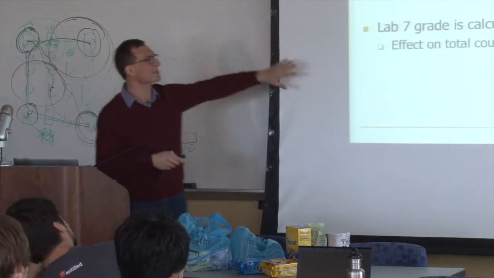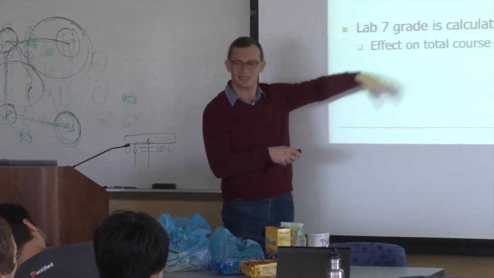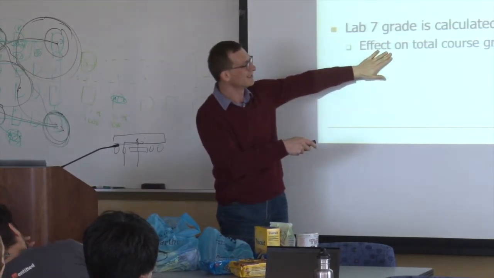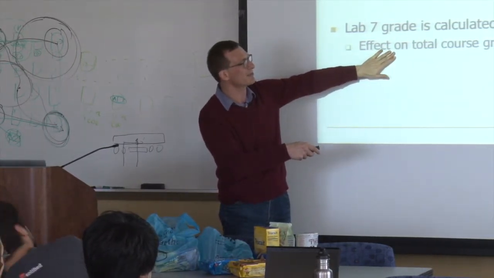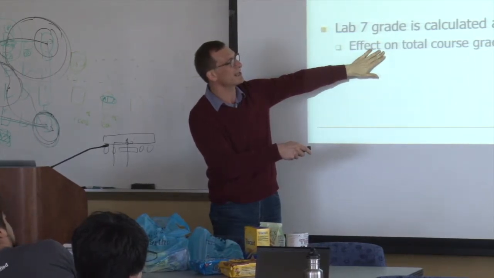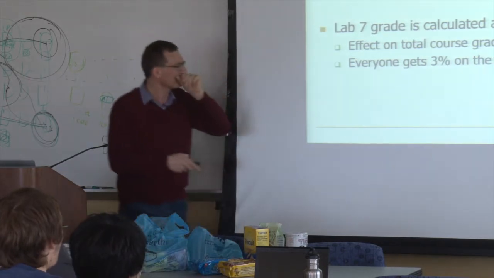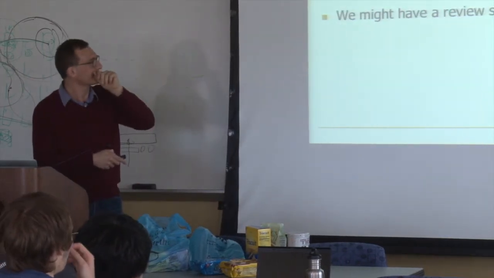Okay, basically, you can think of it this way also. The effect on total course grade, including the extra credit, is this one. You'll get 3%, regardless of whether you submit. And when you submit, you'll get a grade, and that will be weighted by 100 and then multiplied by 5%. Okay. You can read that.